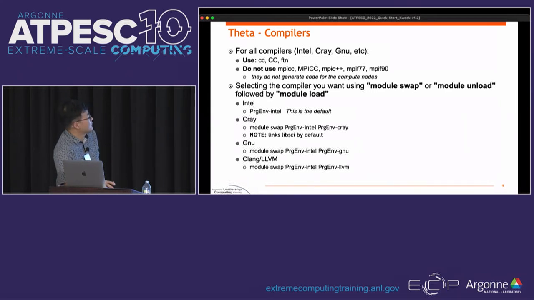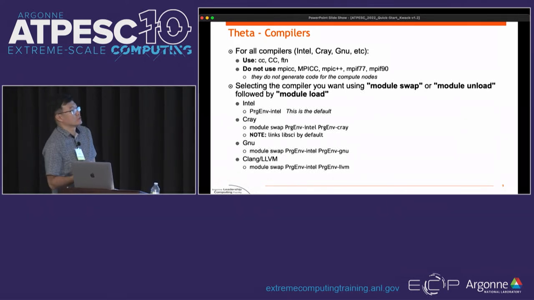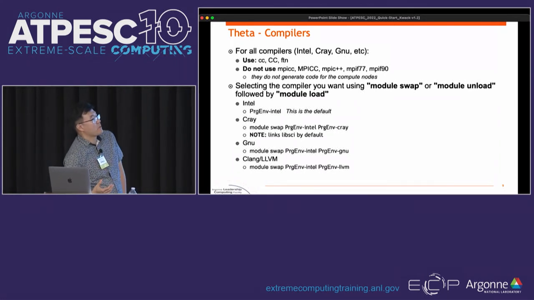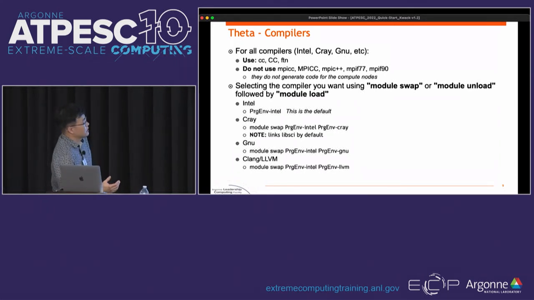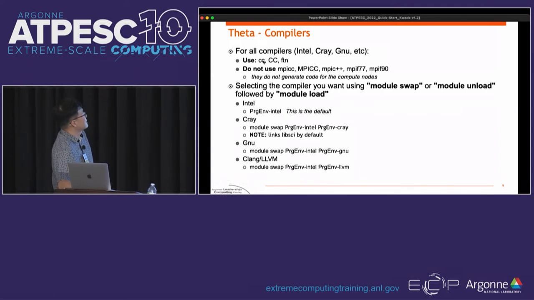So if you have your preferred compiler, you can just swap your module and load that specific module. For example, PrgEnv-intel represents the Intel compiler, PrgEnv-cray represents the Cray compiler, and PrgEnv-gnu, something like that, right? Once you load your module, you need to use the Cray compiler wrapper. Here you can see lowercase cc represents your C compiler, uppercase CC represents the C++ compiler, and ftn represents your Fortran compiler.